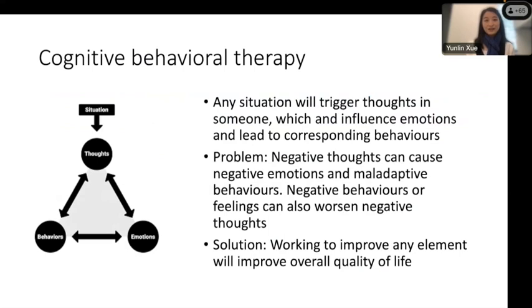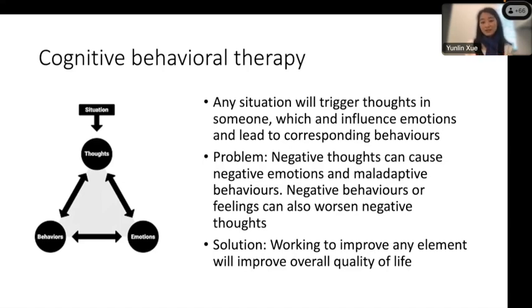So cognitive behavioral therapy is a type of therapy we use in psychiatry in general. How it works is when there's a situation, the idea is that the situation will trigger certain thoughts, either positive or negative, and the thoughts will lead to your emotions that are associated with the thought, and the emotions will drive certain behaviors around it.